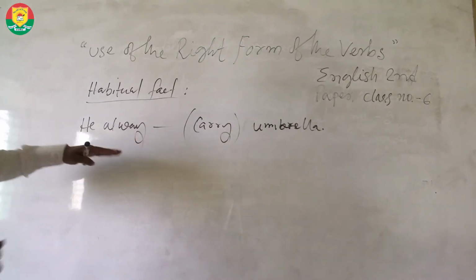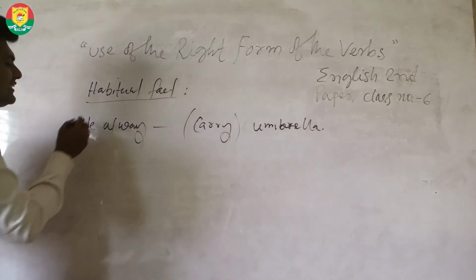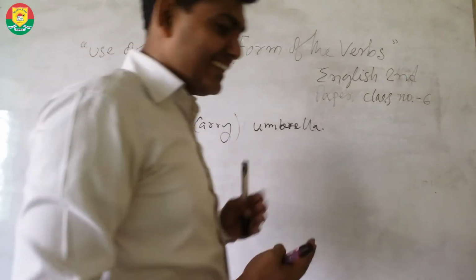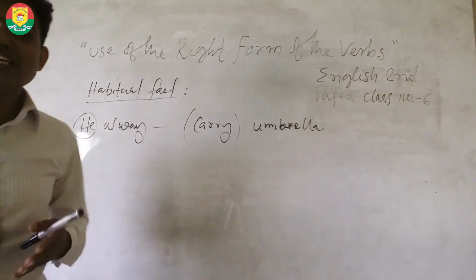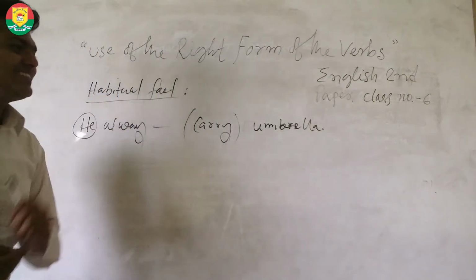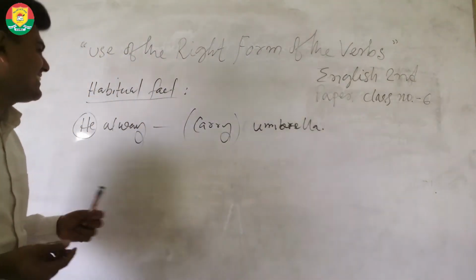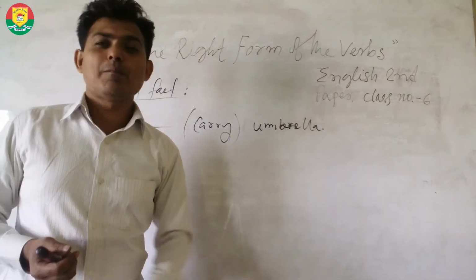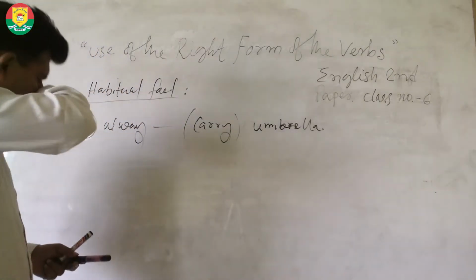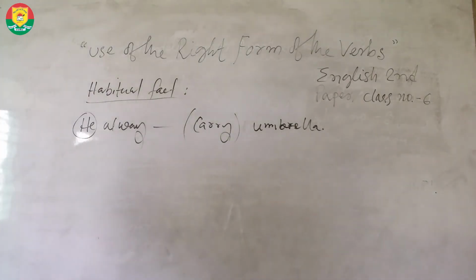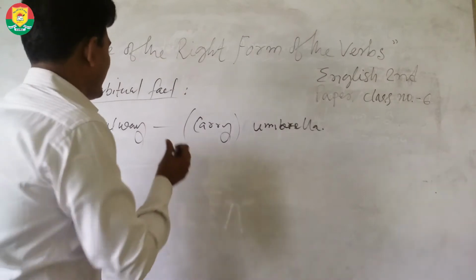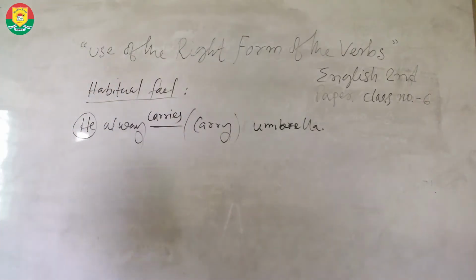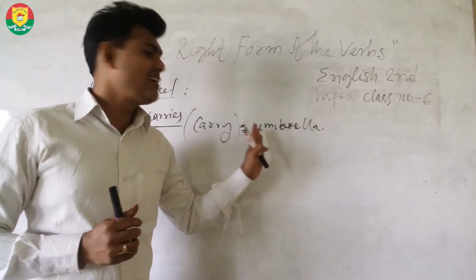Here we find that the subject has a habit of always carrying an umbrella. Whether it is rainy or sunny, he uses an umbrella every time. So this is a habitual fact, and the sentence must be in the present indefinite form. The correct form of the verb will be carries. He always carries an umbrella.